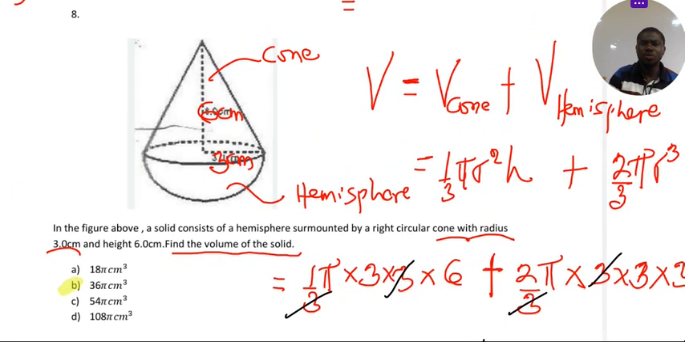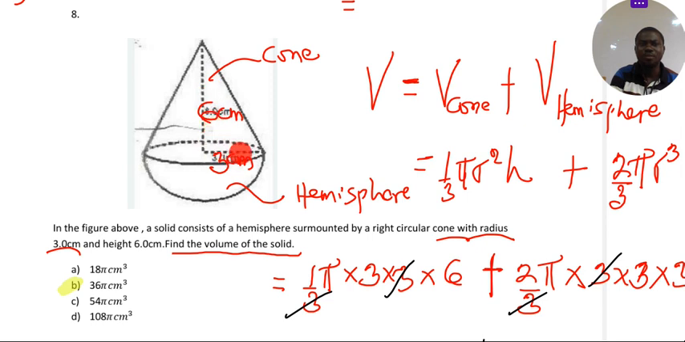What about if we have a question where we are required to find the total surface area of this composite solid? Just cover this solid with a piece of cloth. It will cover the curved surface area of the cone, and also the curved surface area of the hemisphere. So in that instance, we use pi r L for curved surface area of the cone, and 2 pi r square for curved surface area of the hemisphere. That will involve us finding the slant height of the cone.